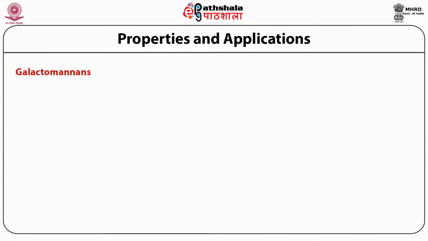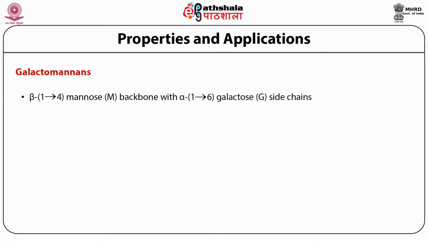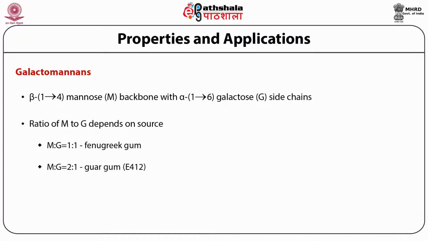Another class is galactomannan, whose structure is a beta-1,4 mannose backbone with alpha-1,6 galactose side chains. The ratio of M to G, mannose to galactose, varies. A 1:1 ratio of mannose and galactose gives fenugreek gum. A mannose to galactose ratio of 2:1 gives guar gum. Similarly, 3:1 gives tara gum, and 4:1 gives locust bean gum. So if one unit varies, you get a totally different product.